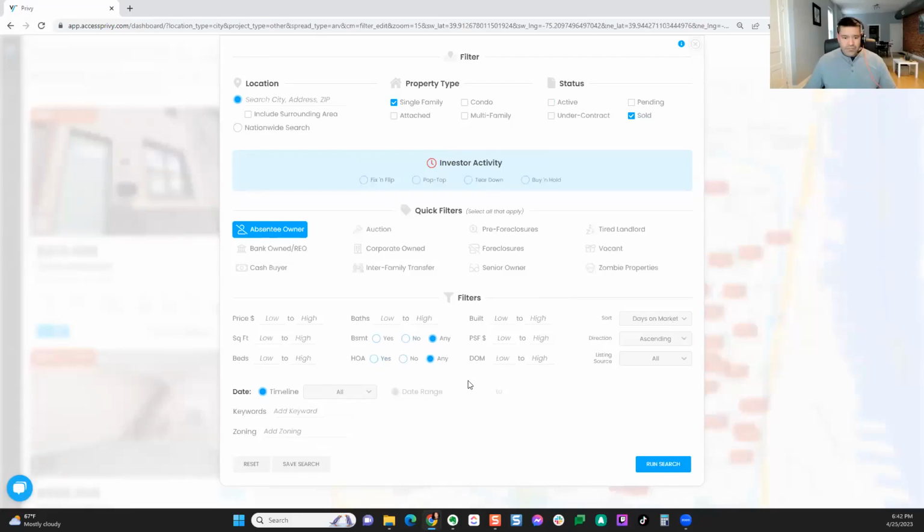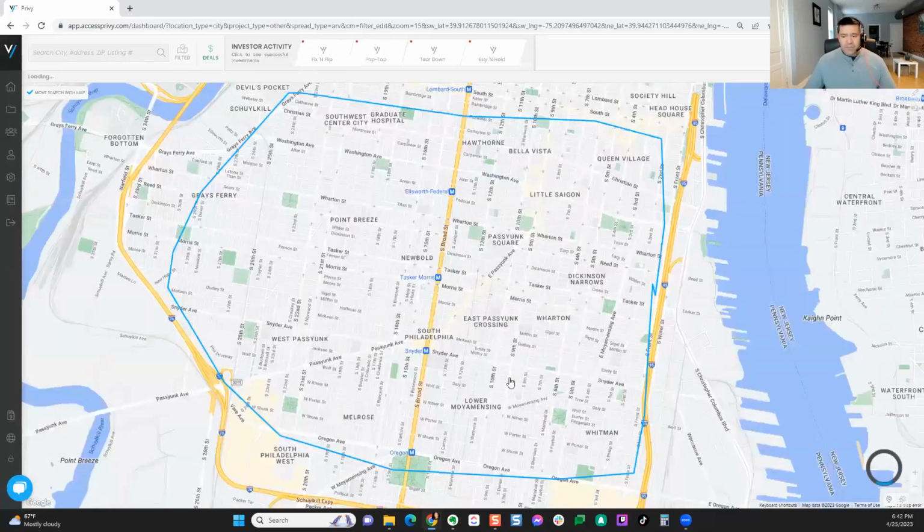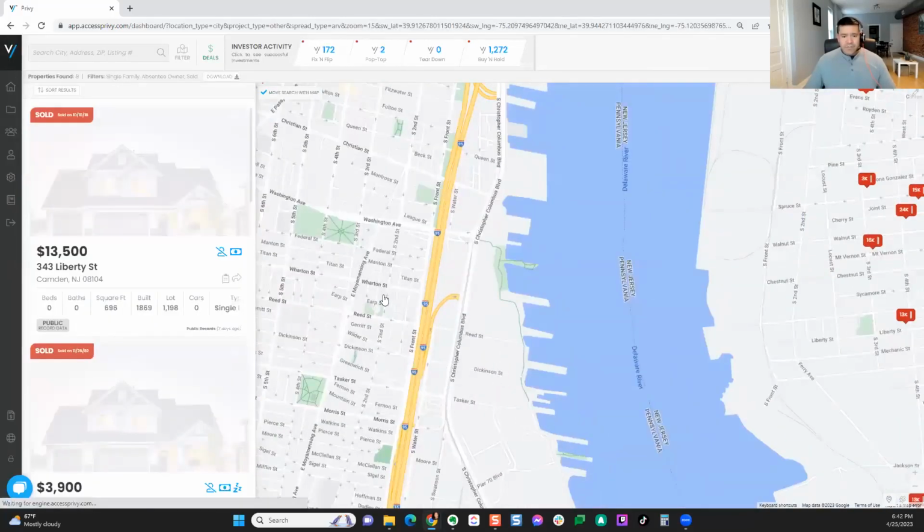If I'm looking for sellers, maybe I don't want them to have sold that property before, let's say, 2020. Right, so that gives them like 3 years to get in a situation where they might want to sell. So now I got absentee owners.